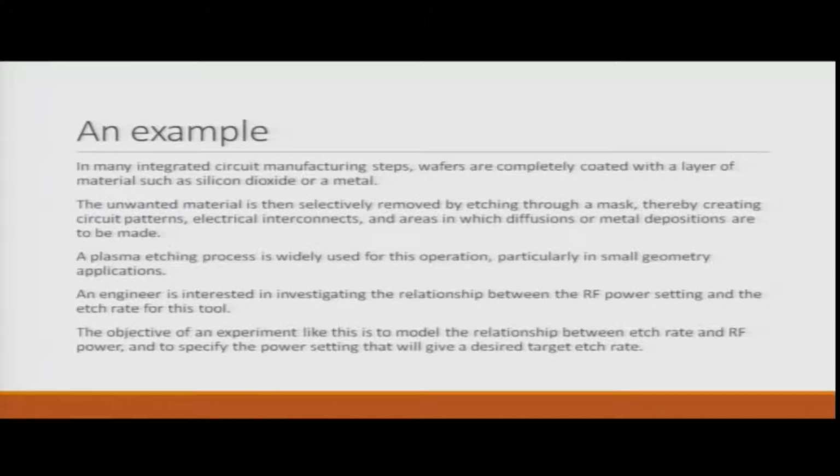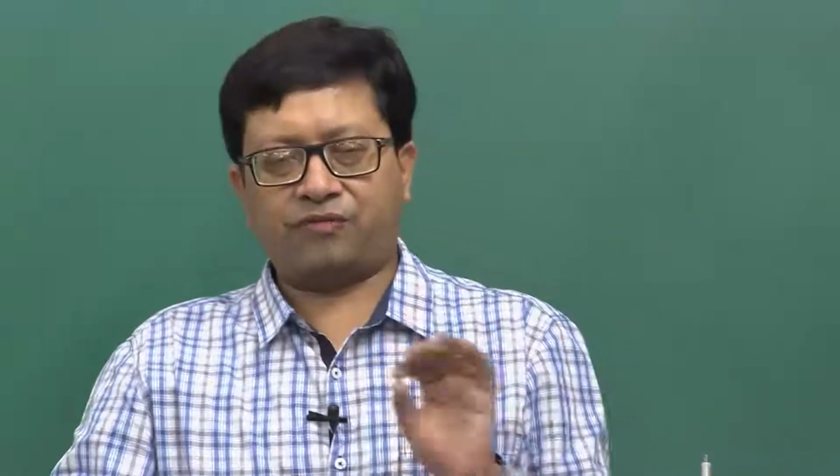The objective of an experiment like this is to model the relationship between the etch rate and the power, so as to specify the power setting that will give a desired target rate for each etch, such that if there is more etching or less etching, obviously the circuit gets damaged and is of no use. So, you have to have a particular rate of etching, with which the circuit is absolutely perfect. So, there are no so-called short circuits, and no loops where the current does not flow. So, this is the main aim when IC manufacturing is being done.